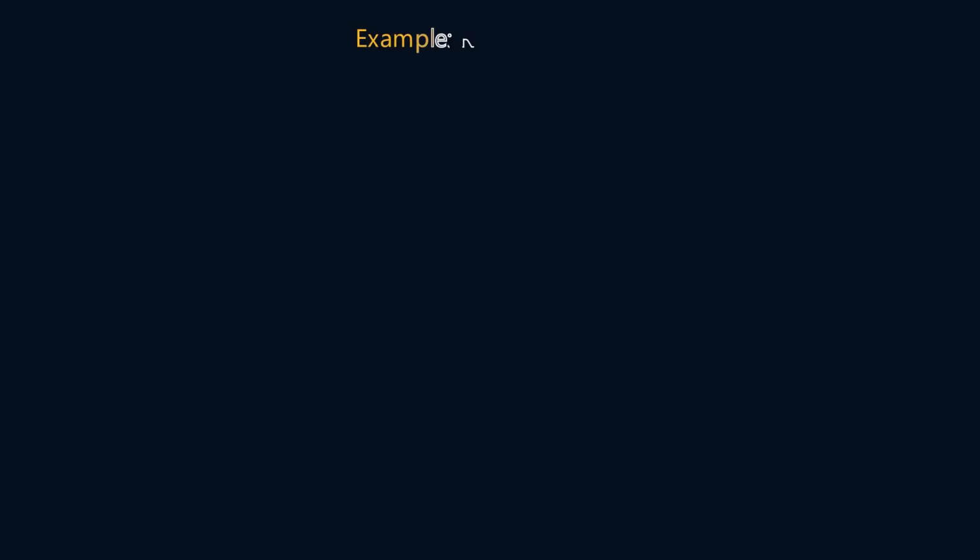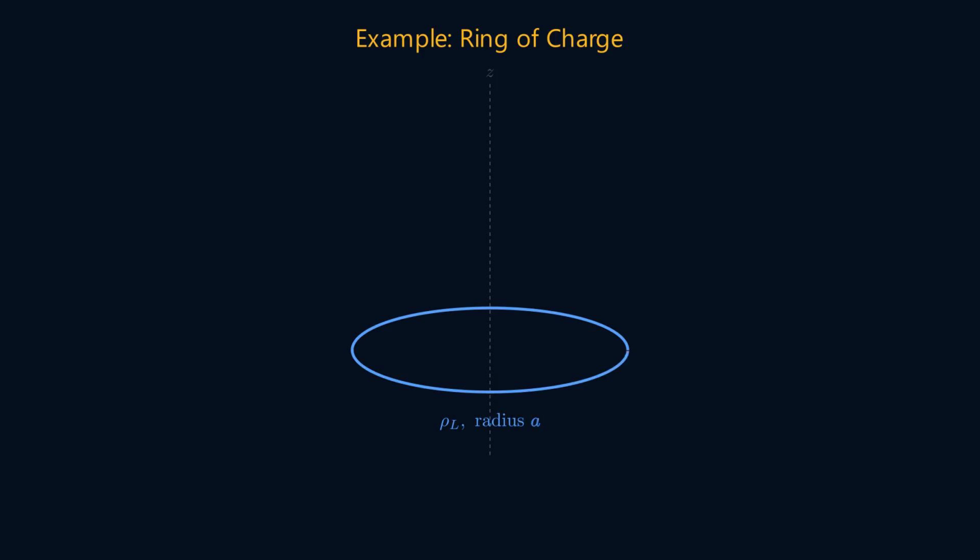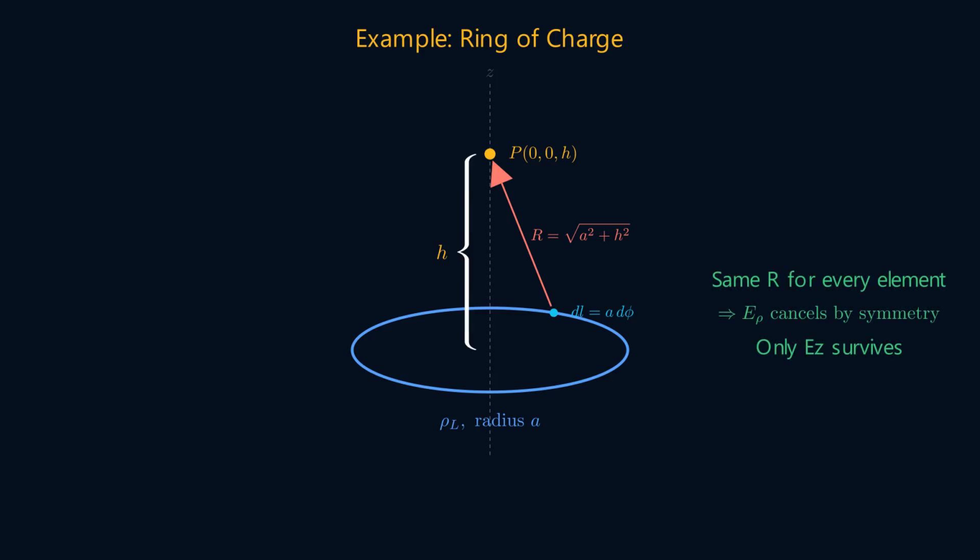Let's work through an important example. A circular ring of radius a carries a uniform line charge ρL. The ring lies in the xy plane centered at the origin. We want the field at point P on the z-axis at height h. Each small element dl equals a dphi carries charge dq equals ρL times a dphi. The distance from any element to P is R equals the square root of a squared plus h squared. This is the same for every element on the ring, which makes the integration simpler.